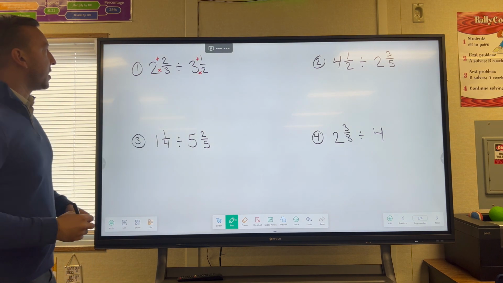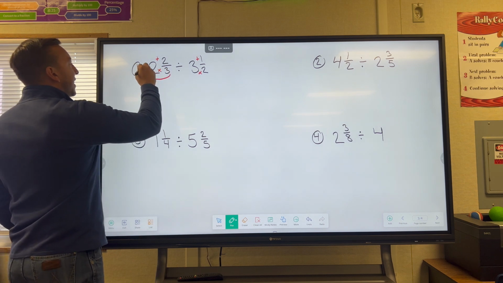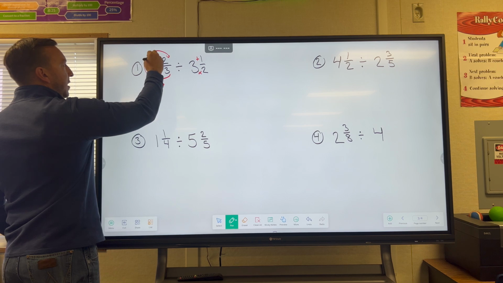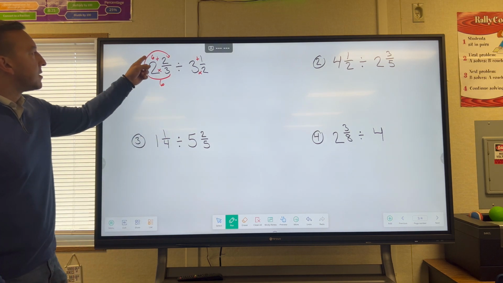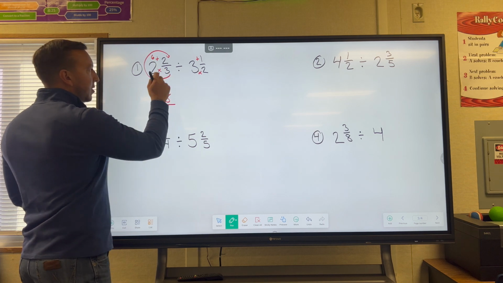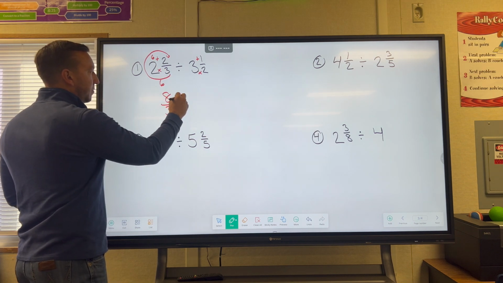So I'm going to start here. 2 times 3, that gets me 6. 6 is going to go all the way up here to the addition sign. 6 plus 2 is 8. My denominator, 3, stays the same.